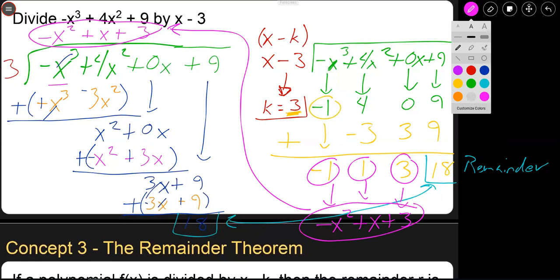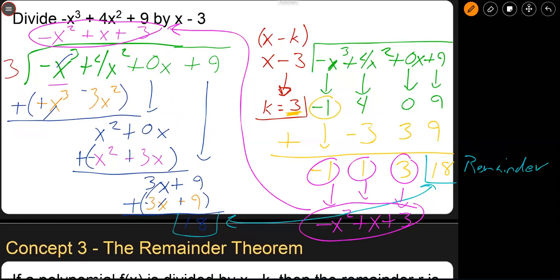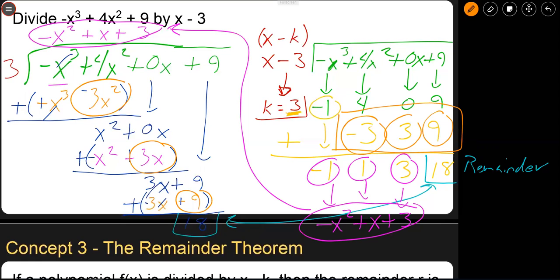And finally, these values in yellow, I'm going to circle them with orange. This negative 3 here represents the negative 3 that I'm subtracting. The positive 3 here represents the positive 3 I'm subtracting, and the positive 3 I'm adding, and the 9 represents the 9 that I'm adding. So these values here in the middle represent the steps that are going on.